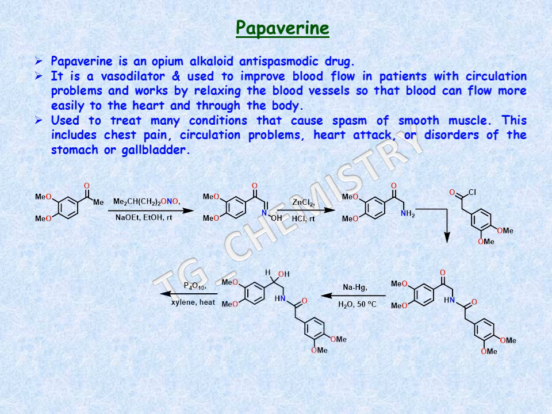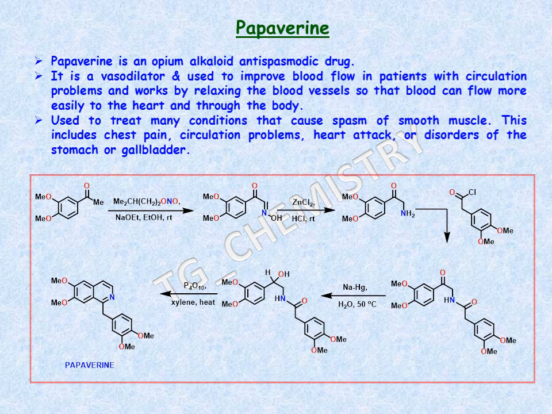And finally, the reaction with phosphorus pentoxide facilitates the cyclization followed by aromatization to furnish papaverine as the final product. Okay, and it contains, as you can see, the isoquinoline ring structure. So this is the overall synthetic strategy for the drug molecule papaverine.